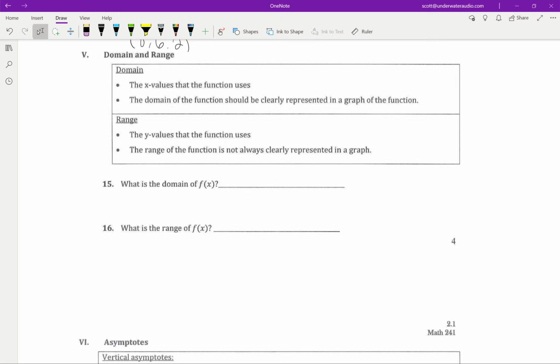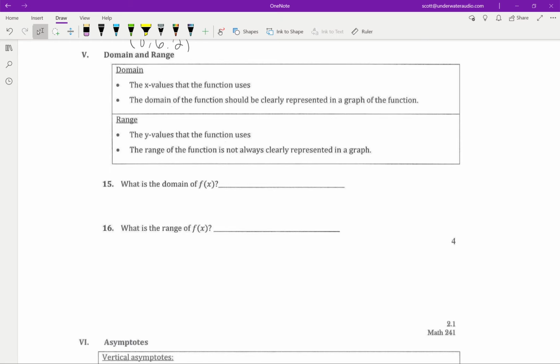So this is like a small side note about who I am. I have the hardest time remembering which one is domain and which one is range. It's a problem for me. So I do have a trick that I use, but it might not work for you.